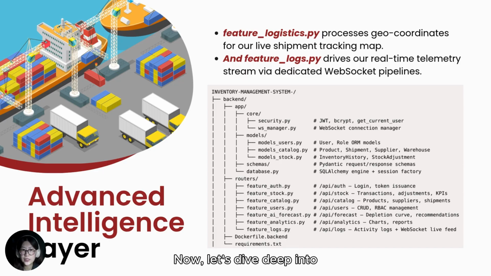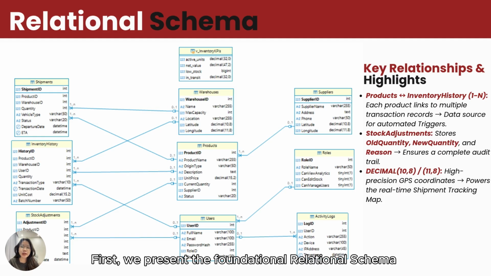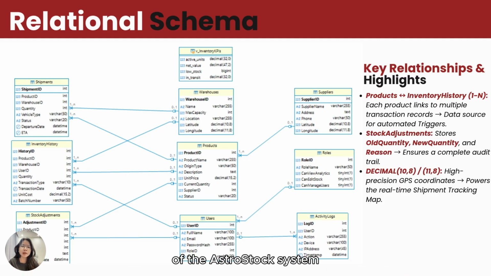And now let's dive deep into our database design. First, we present the foundational relational schema of the AgileStock system. Our architecture is built upon 9 core tables: roles, users, suppliers, warehouse, products, inventory history, shipments, stock adjustment, and activity logs. I want to draw your attention to 3 key design choices in the schema.